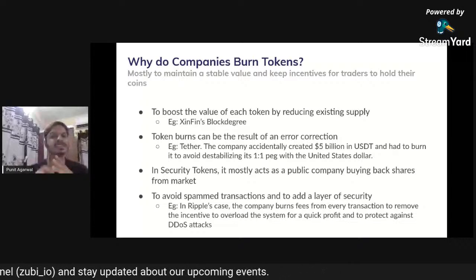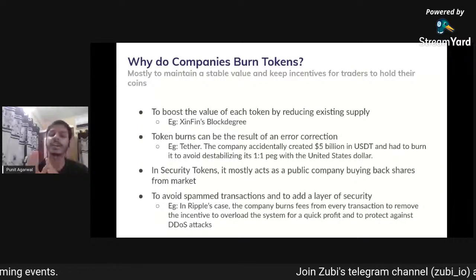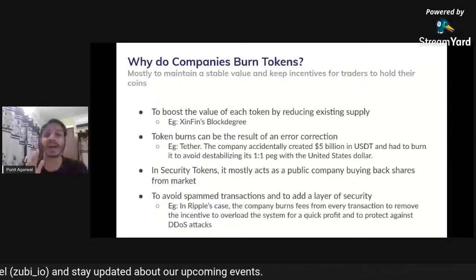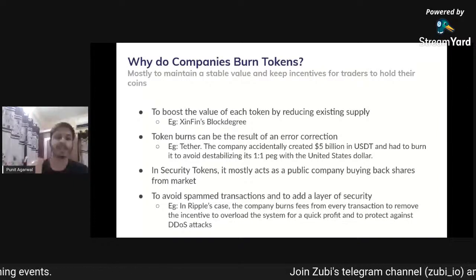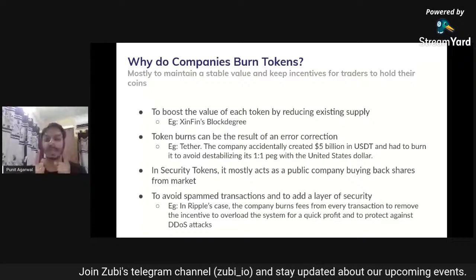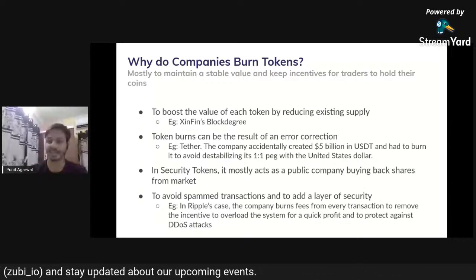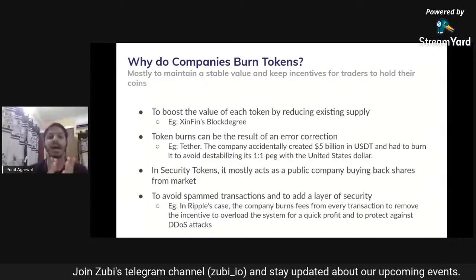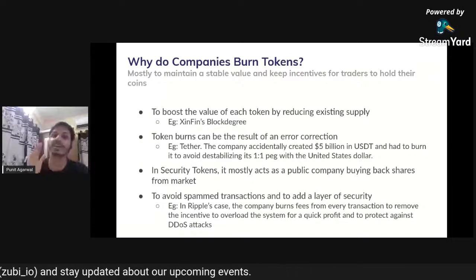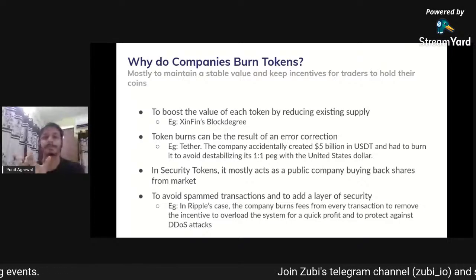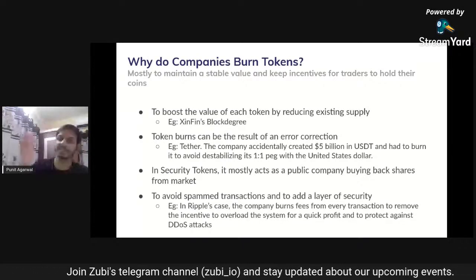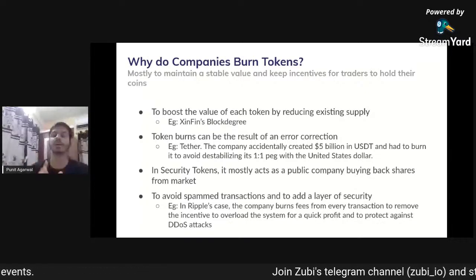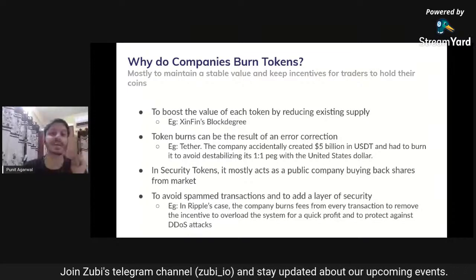by US dollars. And accidentally, while creating the Tether coin, they created $5 billion in USDT. So the company accidentally created $5 billion in USDT and had to burn the tokens to avoid destabilizing the one-to-one peg. One-to-one means that for every USDT created, they back it with a real US dollar. So they work on this mechanism. To rectify this, they burnt a few tokens so that they are not used anymore, and they don't have to put so many US dollars in reserve. Getting it? So this is another reason why companies burn tokens.